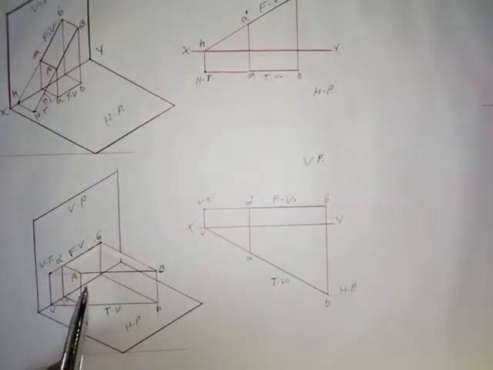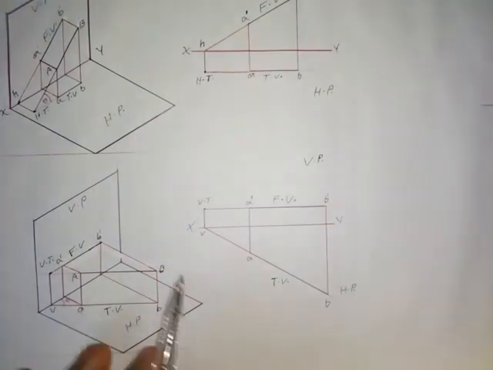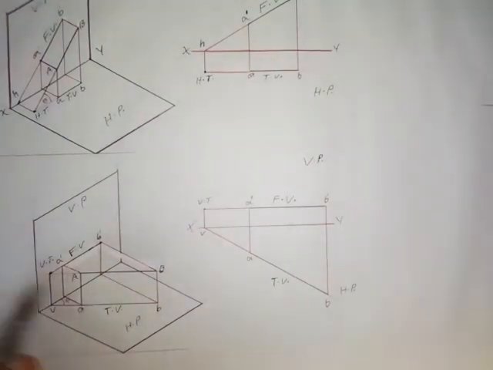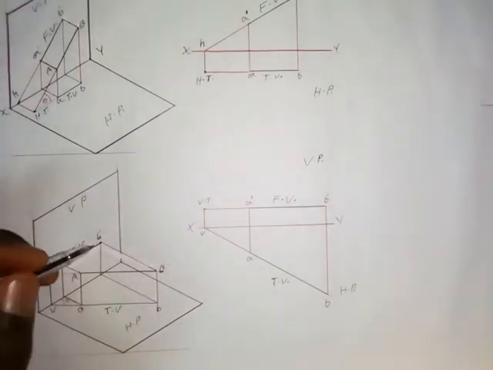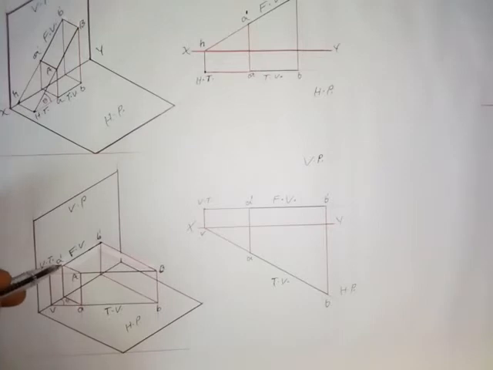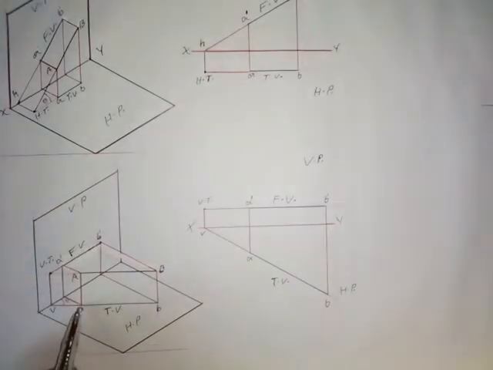Now, looking at line AB here, this line AB is inclined at an angle to the vertical plane and it is parallel to the horizontal plane. So here we have the front view of line AB to be A prime, B prime. This is the front view of line AB, A prime, B prime. And the top view is AB.